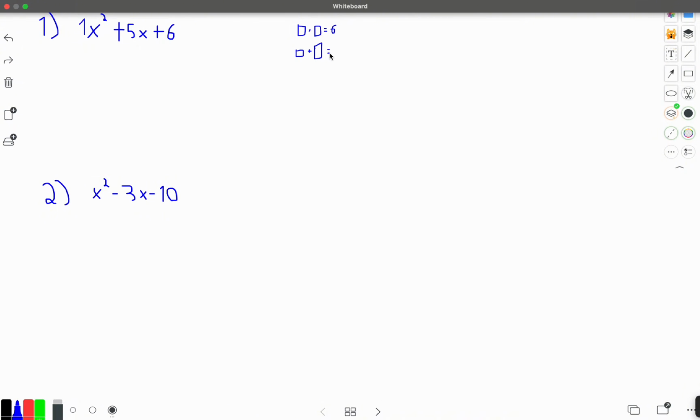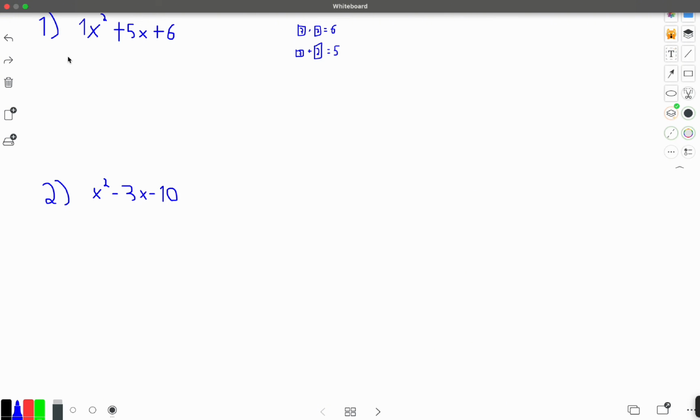If we think about it, what are the factors of 6? We have 1 and 6, but 1 and 6 don't add up to give you 5. But 3 and 2 multiply to give you 6, and 3 and 2 also add up to give you 5. So these are the numbers we can use.